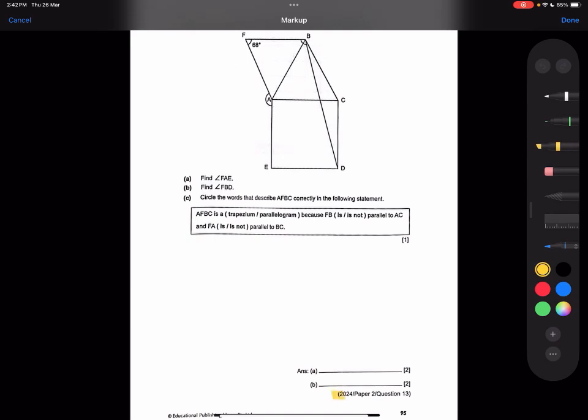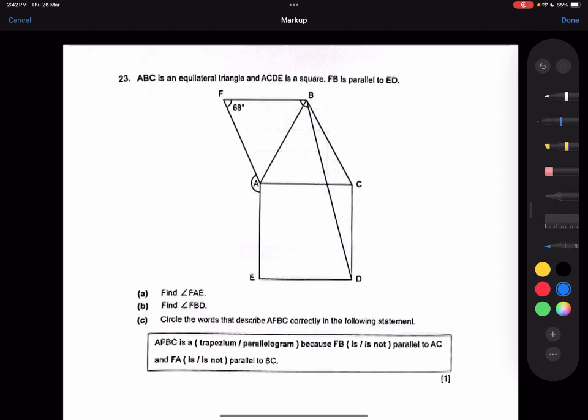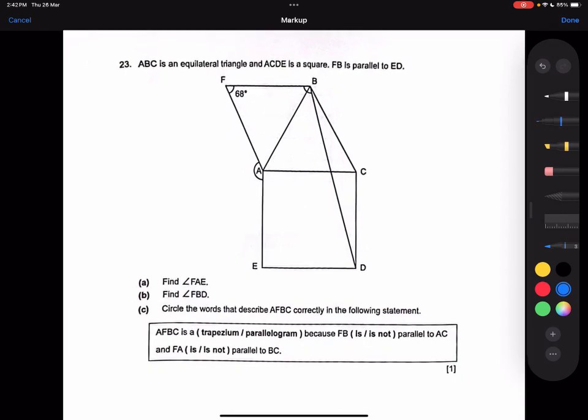PSLE 2024 Paper 2 Question 13. ABC is an equilateral triangle. So let's put this in. These three sides are the same. And ACDE is a square, which means that these four sides are the same.